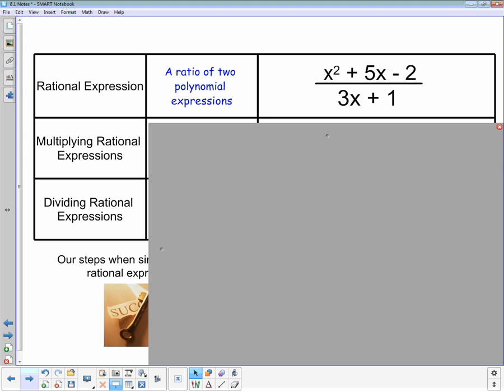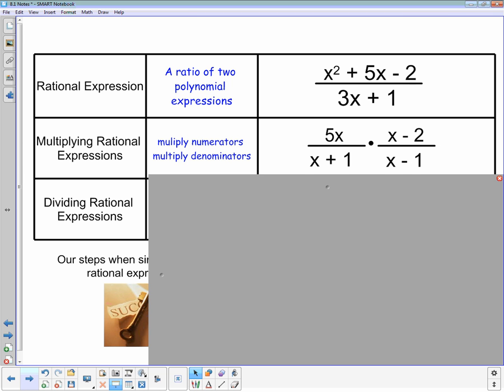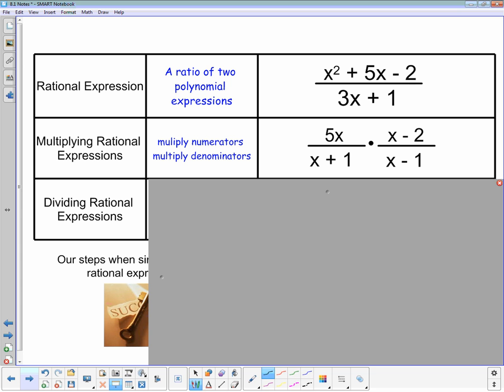For multiplying rational expressions, we want to multiply the numerators and multiply the denominators. So we would multiply the tops, multiply the bottoms. And this, if you think back to when you learned how to work with fractions, is the same as fractions, because that's kind of what we're working with here. Rational expressions are basically fractions that have variable terms in them.